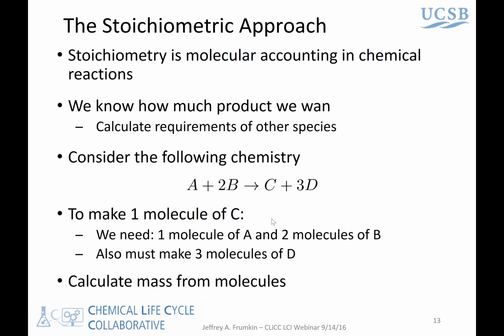If we consider this fake chemistry given here, A plus 2B goes to C plus 3D, let's suppose we want to make chemical C. We want to make one molecule of it. The stoichiometry tells us that we need one molecule of A and 2 molecules of B. It also tells us that we make 3 molecules of D, even if it's something we don't want. And this is true of any process operating this chemistry. These are the facts. So if we know how many molecules we need to make a given molecule of desired product, we can back calculate the mass required to generate 1 kilogram of product.